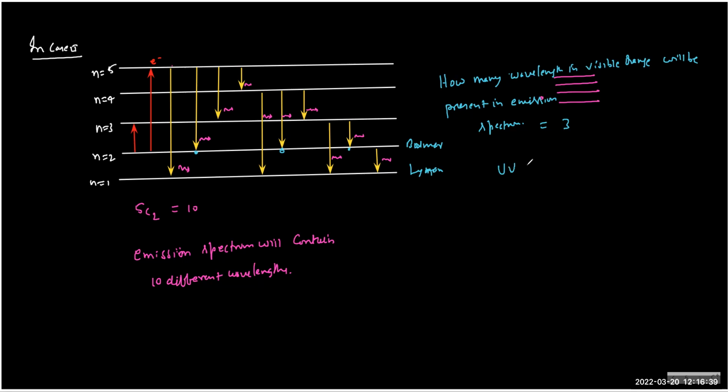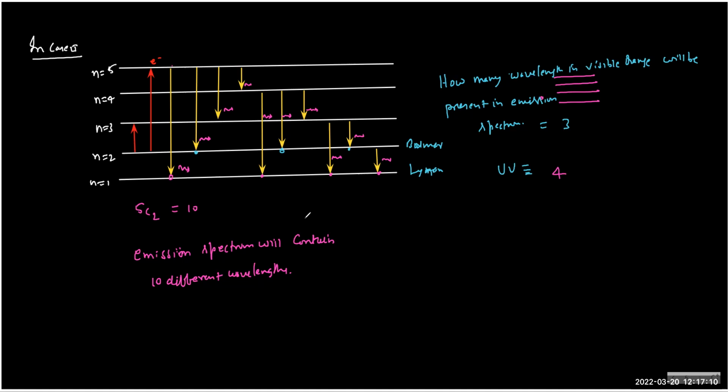What about the UV count? Can you count the UV? Just look at the diagram, it's easy to count. So UV means how many can reach n equals 1. And you can see clearly, it's 4. Come on, guys. 1, 2, 3, 4. So Lyman is ultraviolet, right?